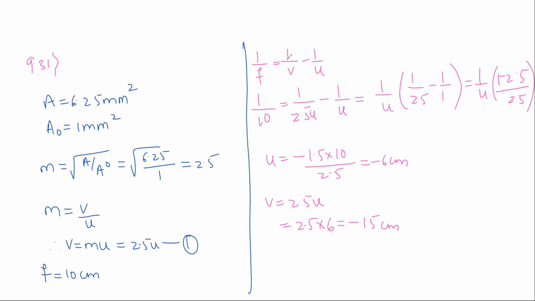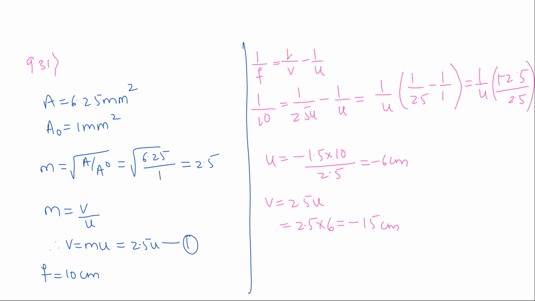The virtual image is formed at a distance of 15 centimeter, which is less than the near point of the normal eye. Hence, this can be seen distinctly by the eye. That is the answer we should give.